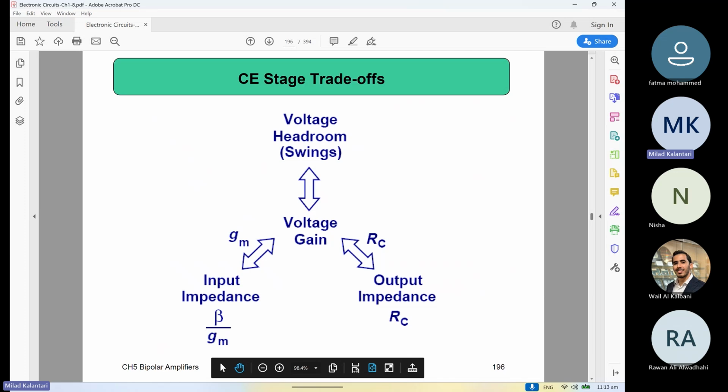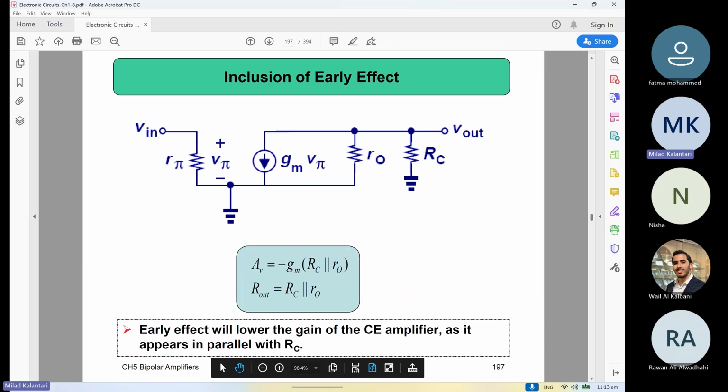So here it shows the trade-offs between the different parameters. If you want to increase the input impedance, you need to reduce the GM. But on the other hand, if you want higher gain, you need to increase the GM, right? So all of these things are in a trade-off. You cannot get all of the aspects of a good amplifier from the common emitter.